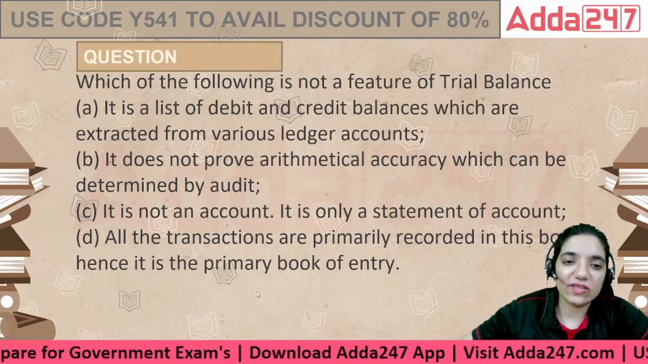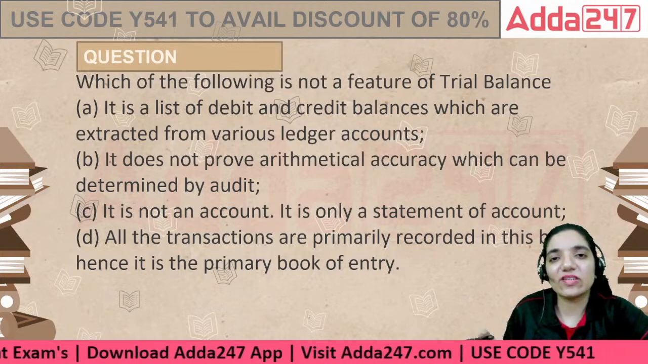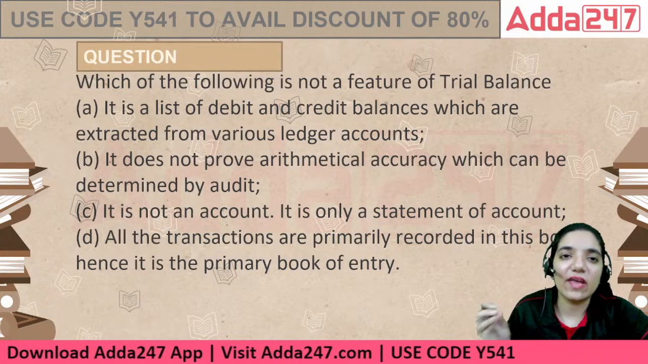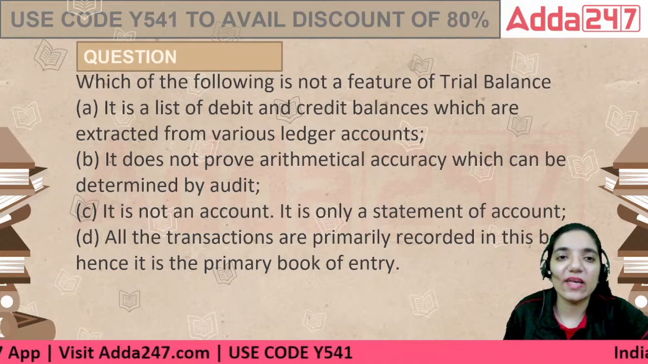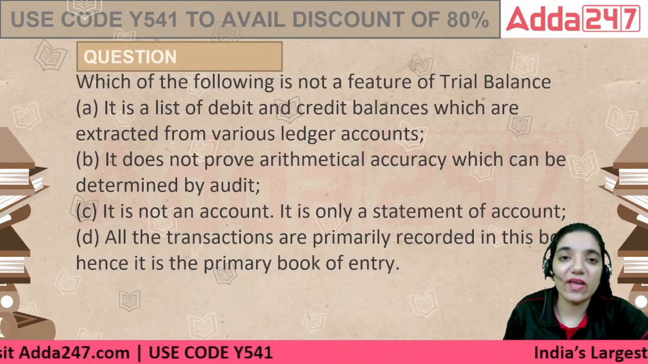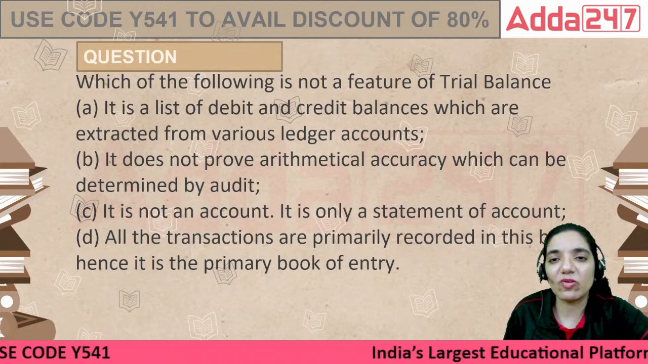Okay, here comes the next question. Which of the following is not a feature of trial balance? It is a list of debit and credit balances which are extracted from the ledgers. It does not prove the arithmetical accuracy. It is not an account, it's a statement, and all transactions are primarily recorded in the books of accounts, hence called a primary book of entry.